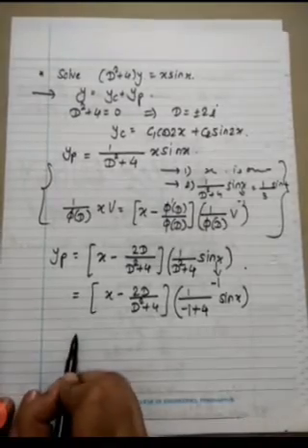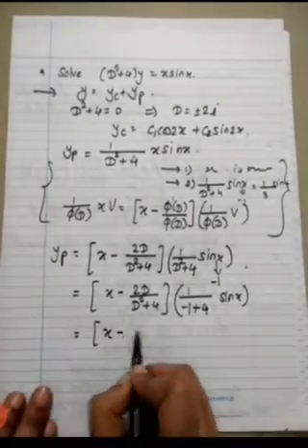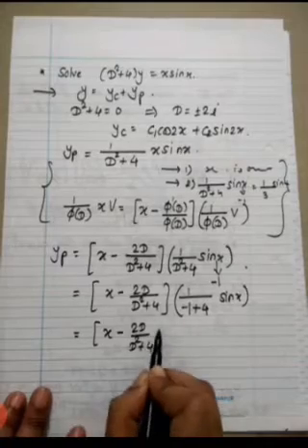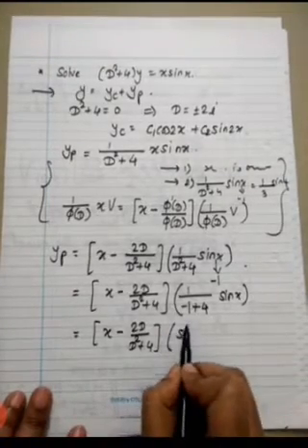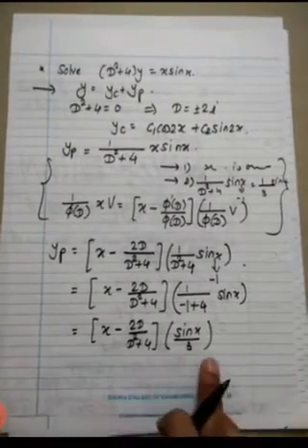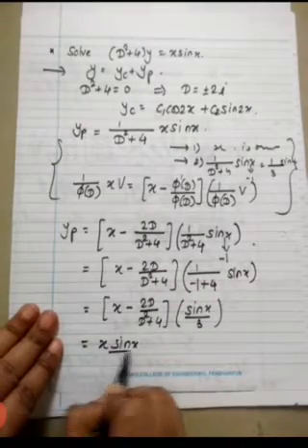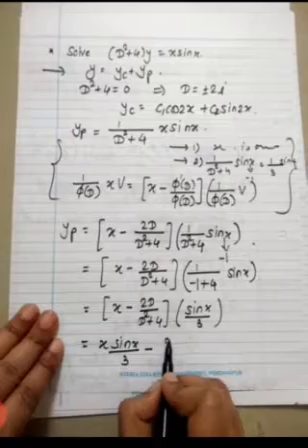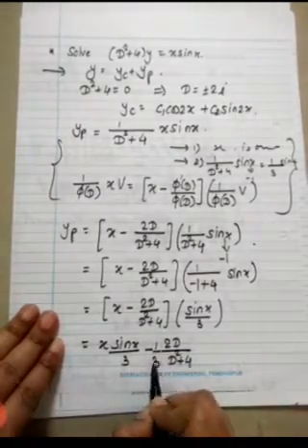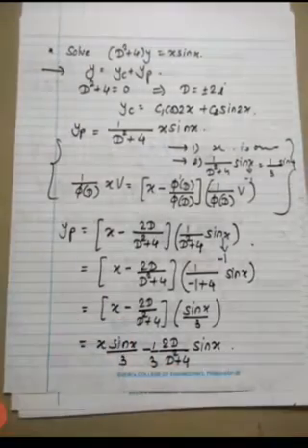Directly multiply, yes. I'll write one more step: x into sin x by 3, and 2d upon d square plus 4 into sin x by 3. So this into this and this into this. Open the bracket. So it is x sin x by 3 minus 2d upon d square plus 4, 1 upon 3 outside, into sin x.